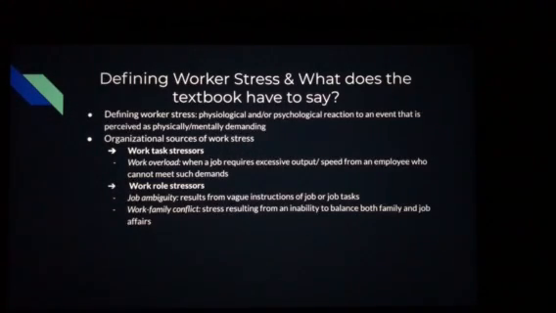two main types. There are work task stressors, which include work overload, which is when a job requires excessive output and/or speed from an employee who cannot meet such demands. There's also work role stressors, which include job ambiguity, which results from vague instructions of a job or job tasks. There's also work-family conflict, which is stress resulting from an inability to balance both family and job affairs.